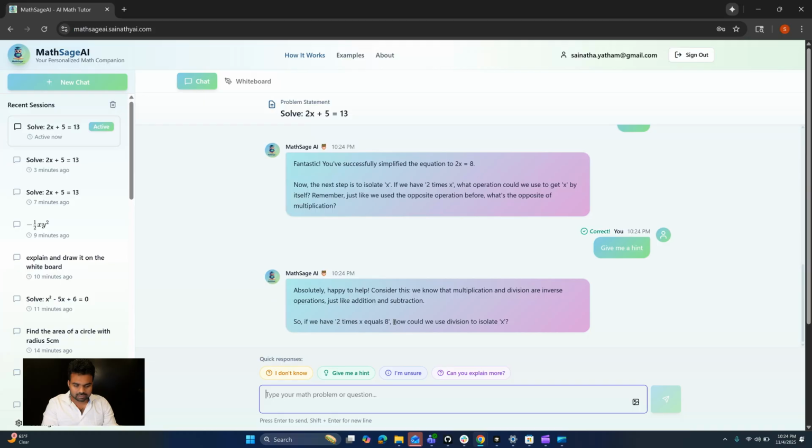So that's the question: how could we use division to isolate x? We have to divide x by 2 and 8 by 2. We get the answer x is equal to 4. So that's how you arrive at a solution.